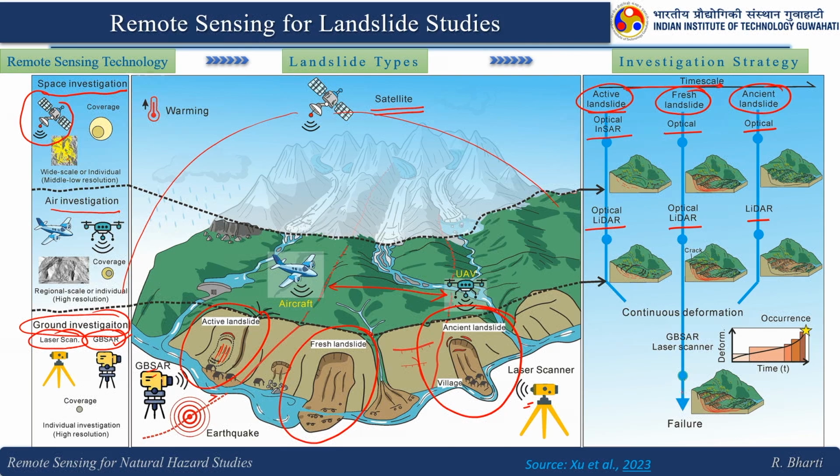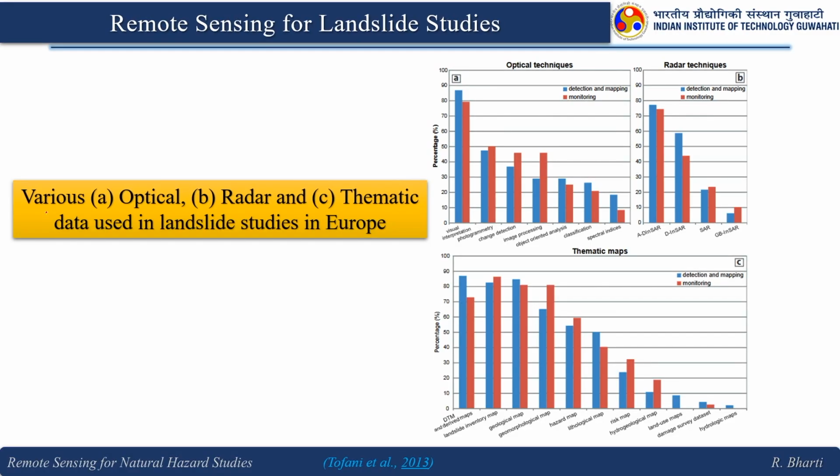So, this you can see and you can understand how remote sensing of different wavelength regions data is used in landslide studies. Now, this particular slide says the various optical, radar and thematic data used in landslide studies, particularly in Europe. So, the first one is the optical data. The blue color represents the detection and mapping, and red color represents the monitoring. The blue color is detection and mapping. So, this is the highest one, right.